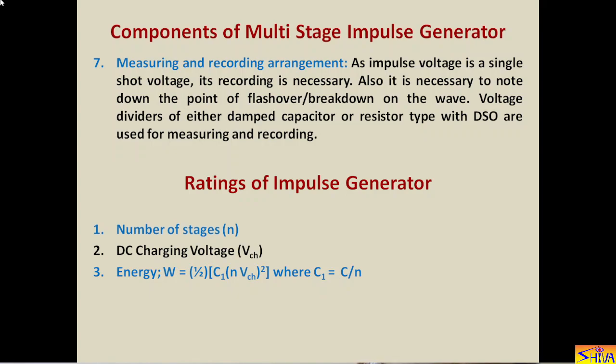So all these capacitors are charged in parallel but discharged in series. So when they are discharging, we have to take the effective capacitance in series. Therefore, if C is the magnitude and N is the number of stages, then C by N will be the effective series combination capacitance, that is given by C1. And the efficiency of this impulse generator is given by Vp, that is the peak value of the impulse voltage waveform, divided by N into charging voltage. So if charging voltage is 100 kV and 10 is the number of stages, then this will be 1000 kV.